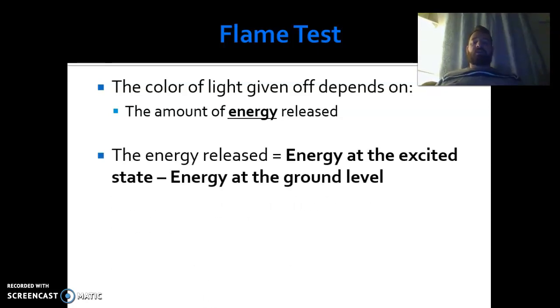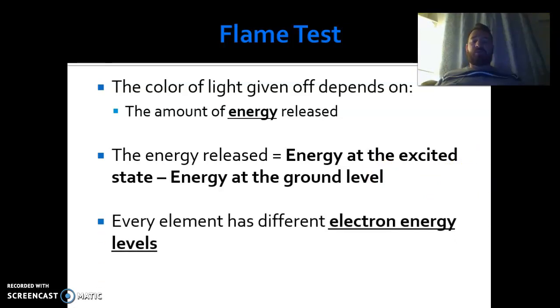Right, so the energy released equals the energy at the excited state minus the energy at the ground level. Right? And you might want to star this. There's a question in your Chem to Go that you will have to use this little formula here in order to answer, and you will see a similar problem like that on your Section 8 quiz. So I would definitely put a star next to that one.